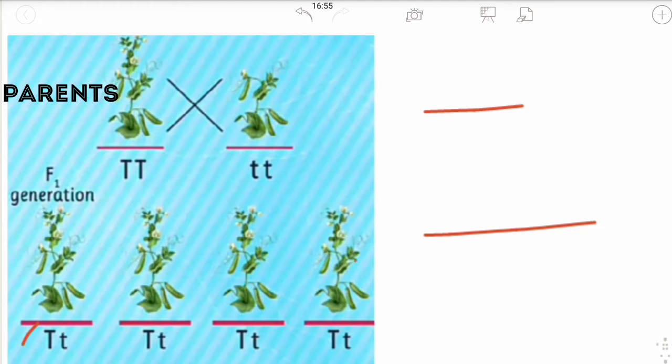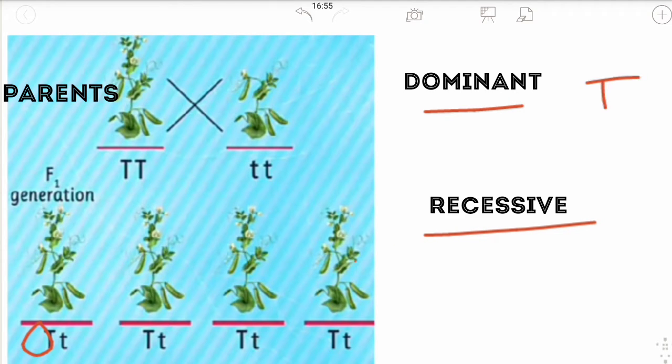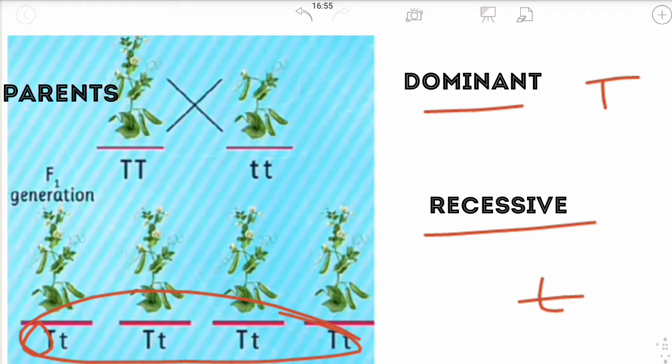So here capital T acts as the dominant and small t acts as the recessive, because capital T will express itself. It means when you physically observe this plant, you will find that this one is tall, whereas the other one is short. This is mainly because of dominant and recessive characters, which you have learnt already in previous classes. So all the plants were tall and none of them were dwarf in the F1 generation.